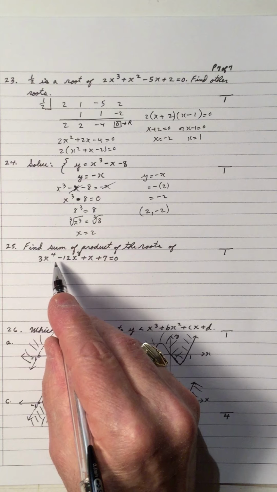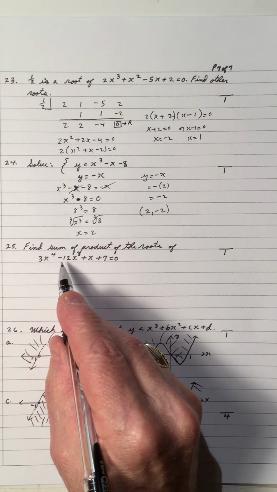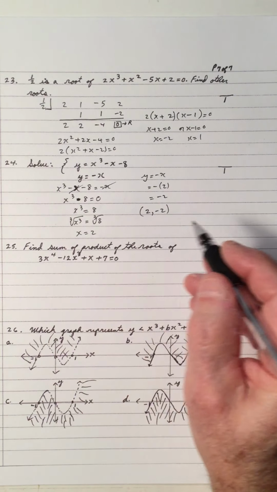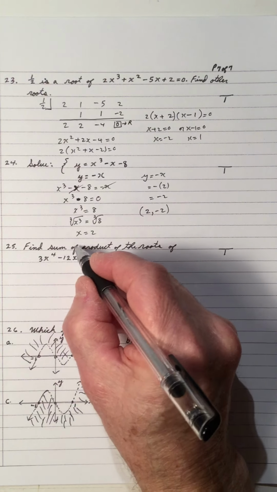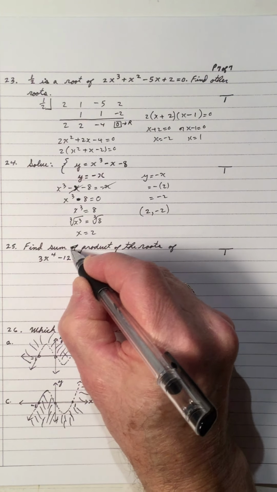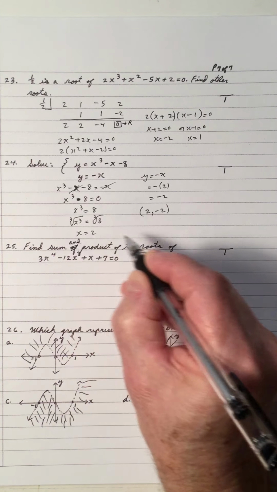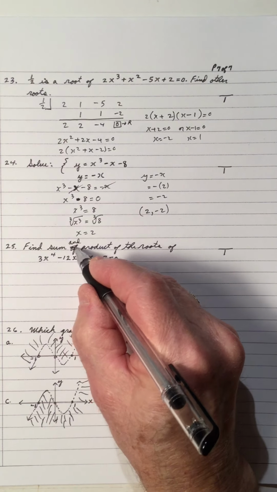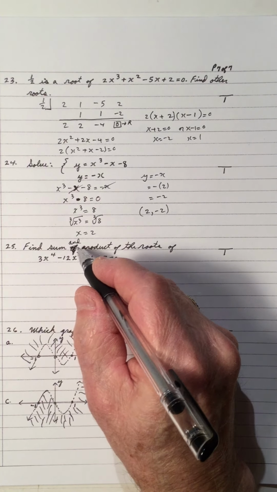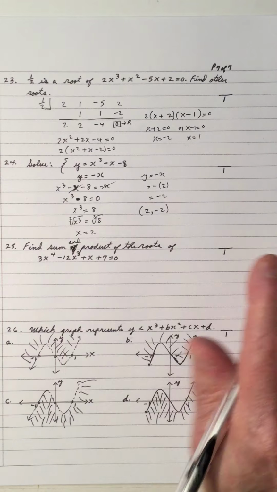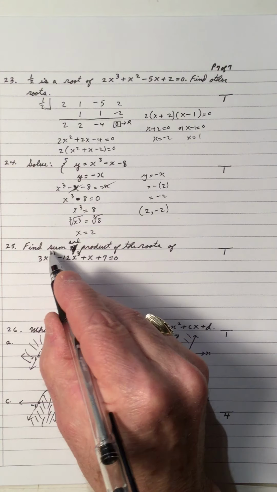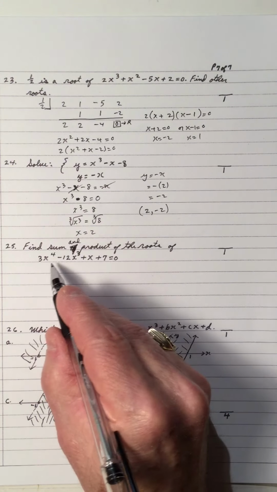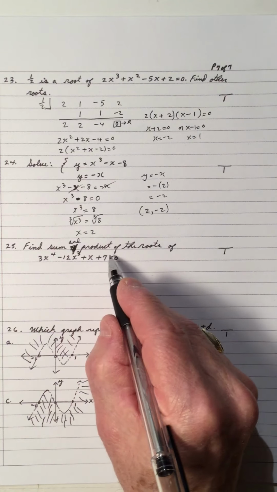Find the sum and the product of the roots. That's a mistake there, because when you're proofreading yourself, and I'm the only one making this up, there's a little slip here. Find the sum and the product of the roots of this quartic.